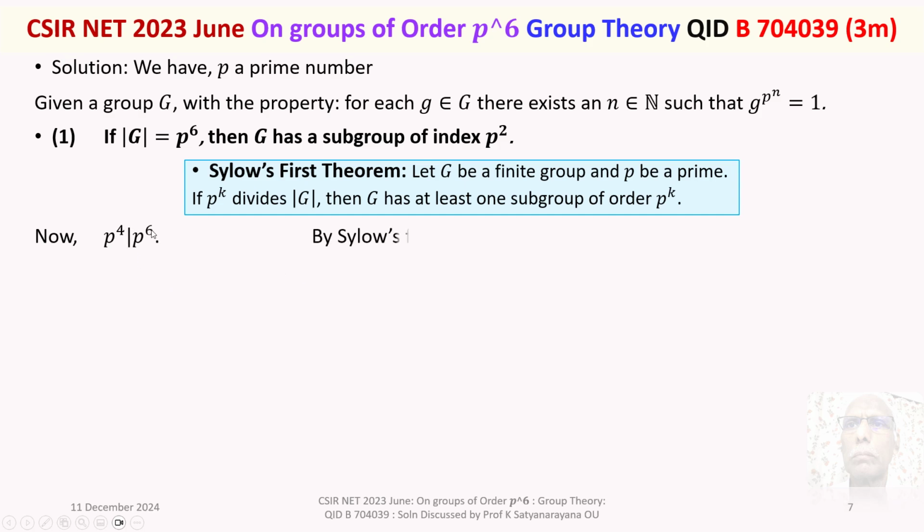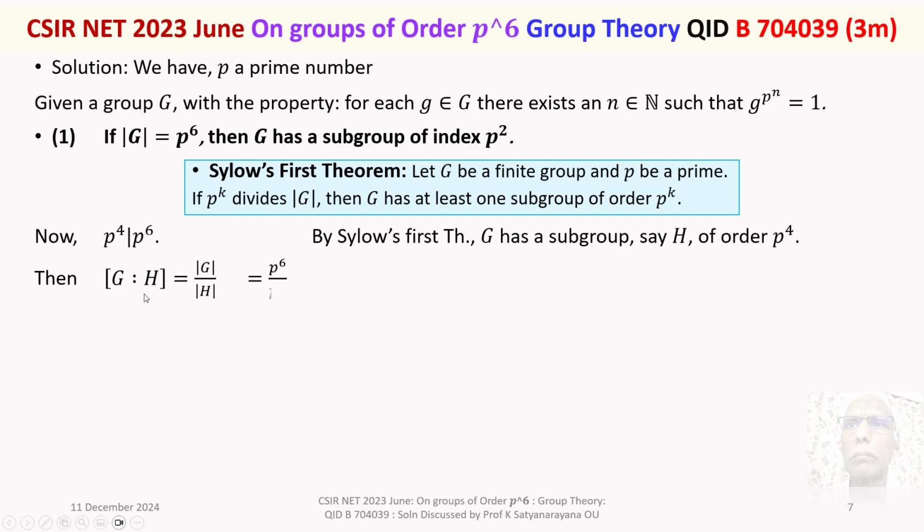Now P power 4 divides P power 6, so by Sylow's first theorem G has a subgroup, let's call it H, of order P to the power of 4. Then the index of H in G is the order of G by the order of H, because G is a finite group, and that is P to the power of 6 by P to the power of 4, that is P square. So G has a subgroup of index P square. So option 1 is true.